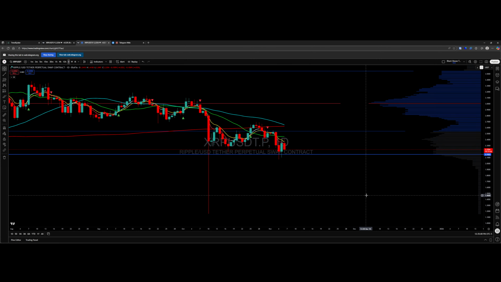When the 50 EMA crosses down through the 200, that's usually an indication of more downside to come, right? That's typically what we're looking at when that happens.